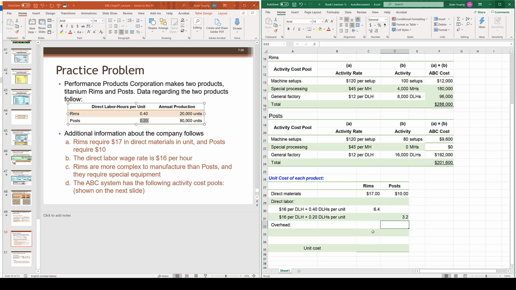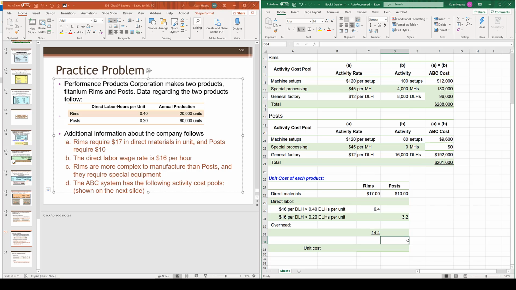Okay, so now for overhead cost. The assigned overhead cost total for rims is 288,000, and the total units for rims is 20,000 units. To calculate unit overhead cost, we use the total assigned cost, 288,000, divided by total units, 20,000. And we get an assigned overhead cost per unit for rims of $14.40.